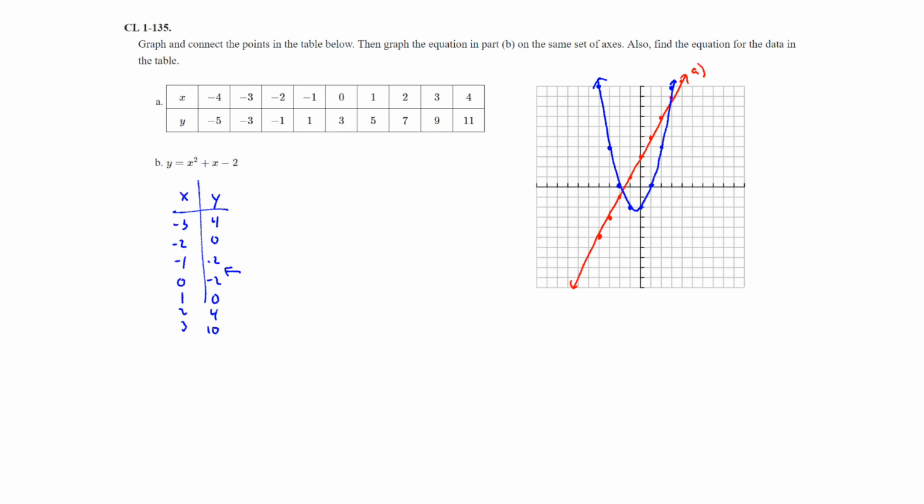So we've done that. Now it says find the equation for the data in the table, which we can also do because it's linear. We noticed that it was increasing by 2 with a y-intercept of 3. So y is equal to 2x plus 3 for the table in part A.